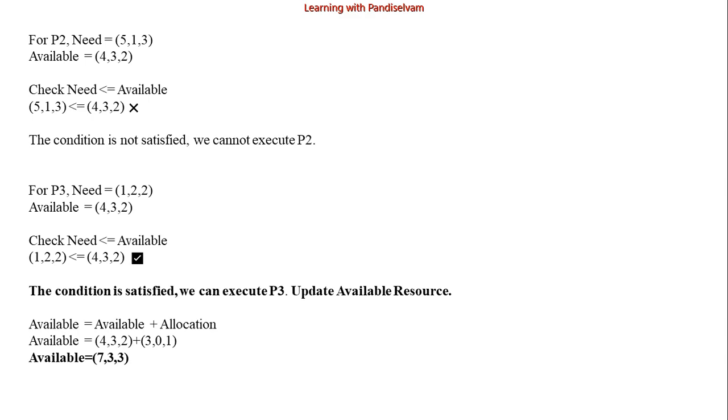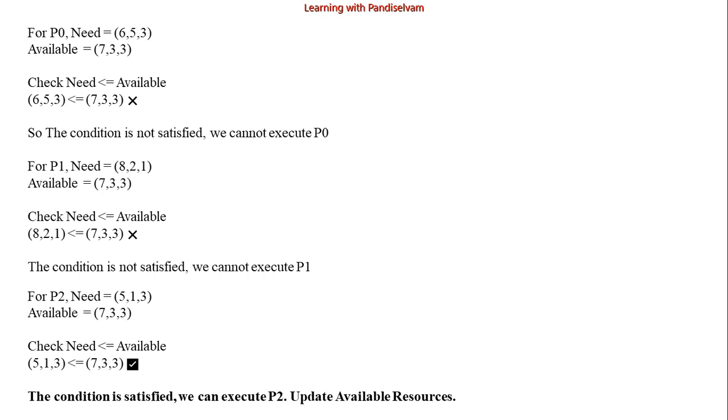Already available resources are 4, 3, 2. Allocated resources 3, not 1. Upon the completion of P3, now the available resource will be 7, 3, 3. From the next iteration onwards, we should consider the available resources as 7, 3, 3. So next iteration, now available resources are 7, 3, 3.